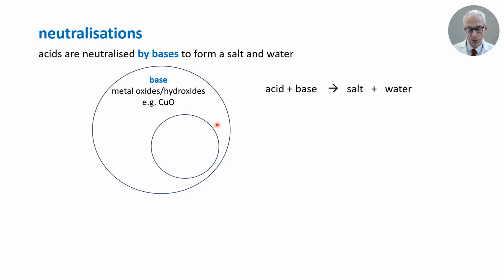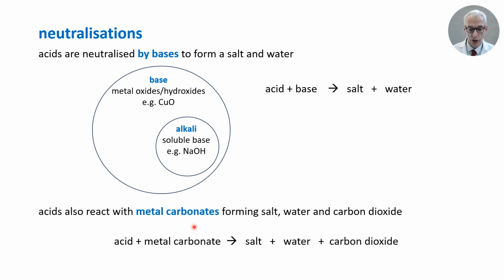However, there is a subgroup of bases that are soluble in water, and they are both bases and alkali. So an alkali is a soluble base. For example, sodium hydroxide. Sodium hydroxide reacts with an acid, as a base, to form a salt and water. There is a third group of compounds that react with acids, metal carbonates, forming salt, water and carbon dioxide following this general word equation. AQA classifies the reaction with metal carbonates as a neutralisation as well.